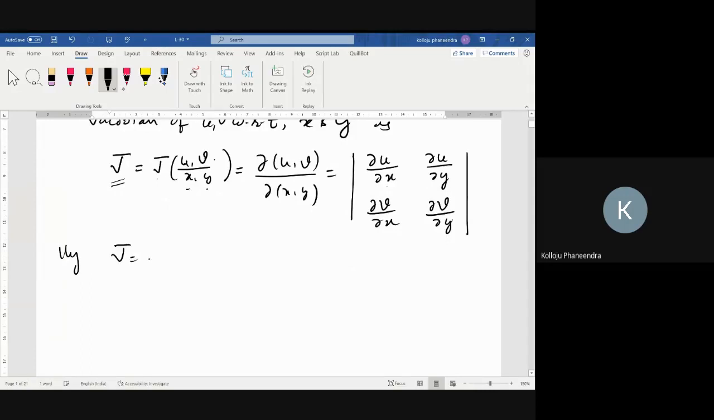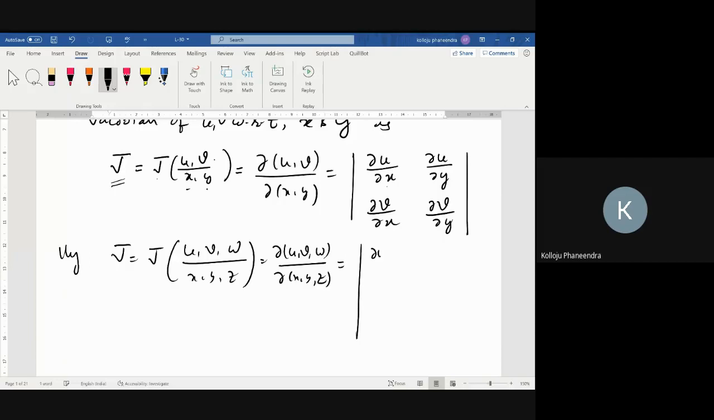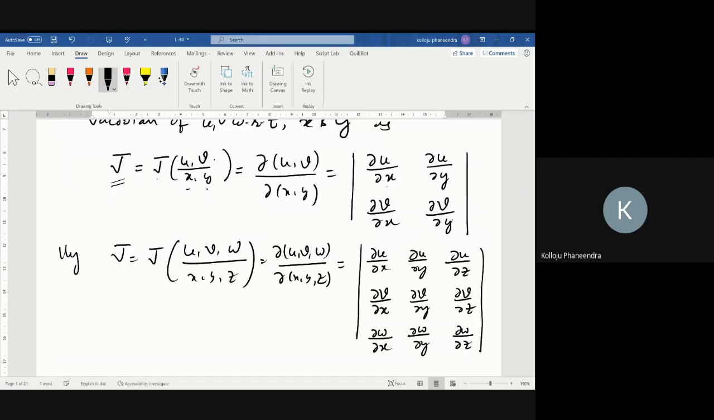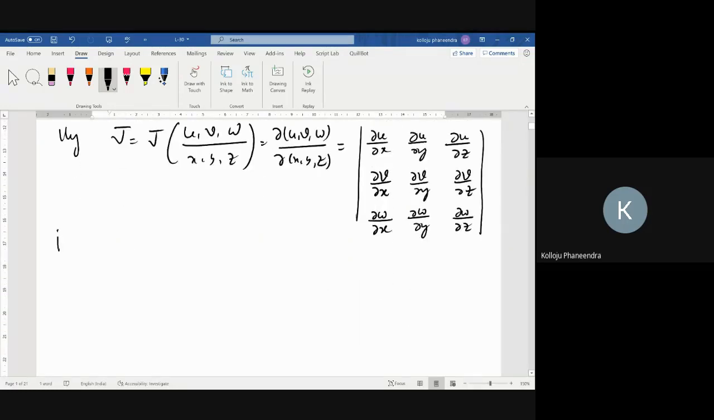Similarly, the Jacobian of functions of three variables u, v, w with respect to x, y, z is taken as dou uvw by dou xyz. It is the determinant with u partial derivatives with respect to xyz in the first row, v partial derivatives with respect to xyz in the second row, and w partial derivatives with respect to xyz in the last third row. This is the value of the Jacobian. And this is the definition. And what are the properties of Jacobian?